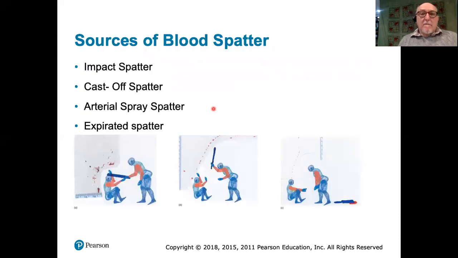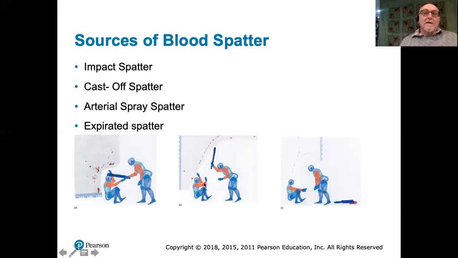So here we diagrammatically think of the different sources of blood spatter. The impact spatter, that is spatter that results from an object striking a source of blood, a victim. That impact may be a blunt weapon, maybe a fist, but it can also be a knife, or it can be a bullet. So all of those, the spatter that results from the impact of a wounding source on a victim, on the blood source, produces the impact spatter.